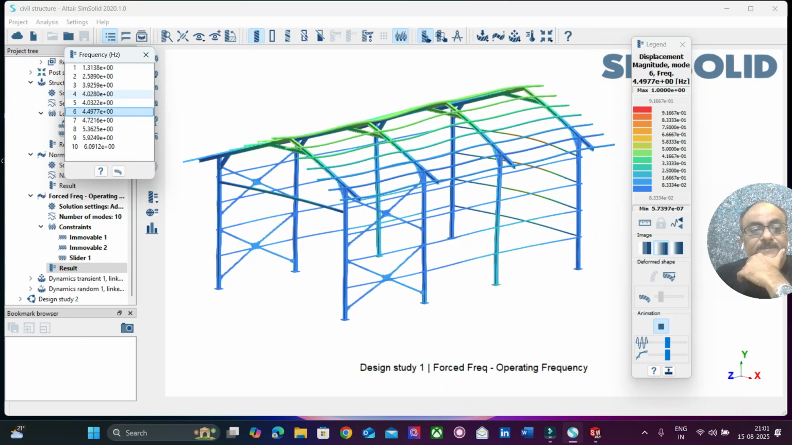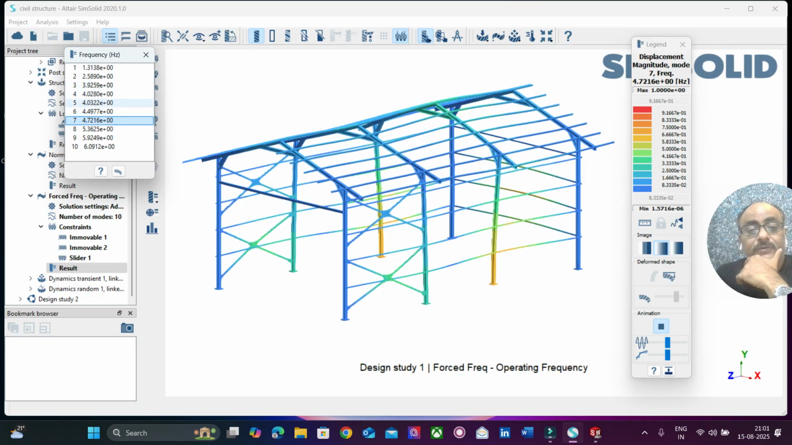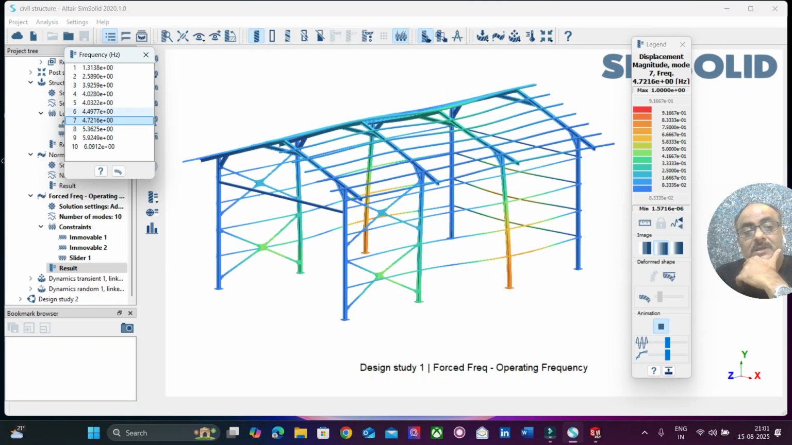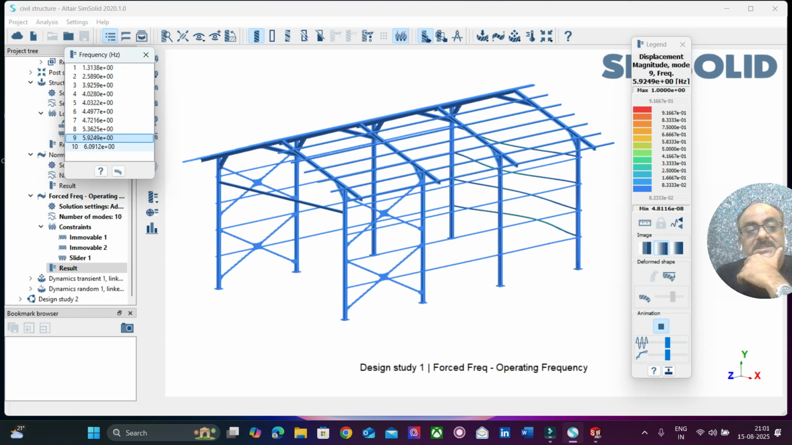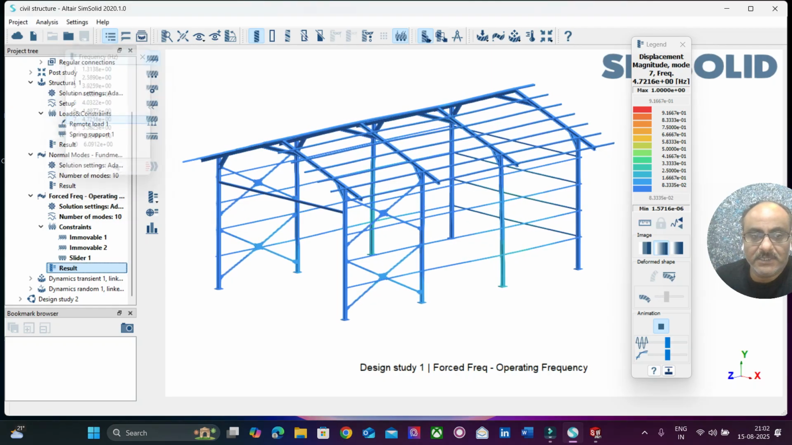So there are three or four values in the range of 4 to 4.5. These are all the possible ways that the structure can vibrate. Let's see the 8th, 9th and 10th. We see these are all the ways, the mode shapes of the structure.